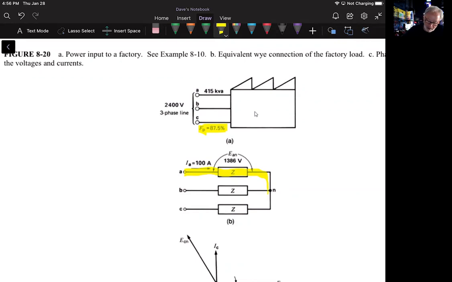This assumption of a Y connection can be made not only for industrial loads, but for entire load centers, such as a factory that contains many motors, lamps, heaters, furnaces, and so forth. We simply assume the load center is connected in Y and proceed with the usual calculations. So as you begin these problems and you run into other problems and it gives you general information, if you're not told that it's Y or delta, assume that it's Y.